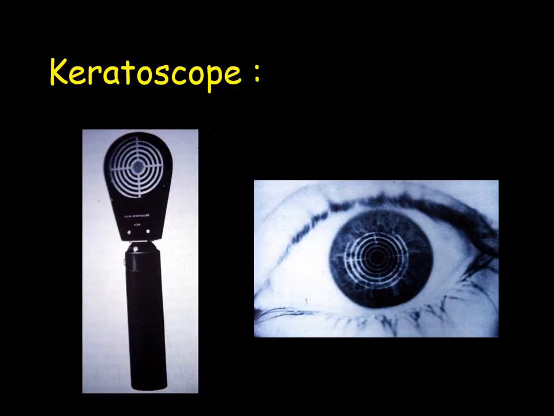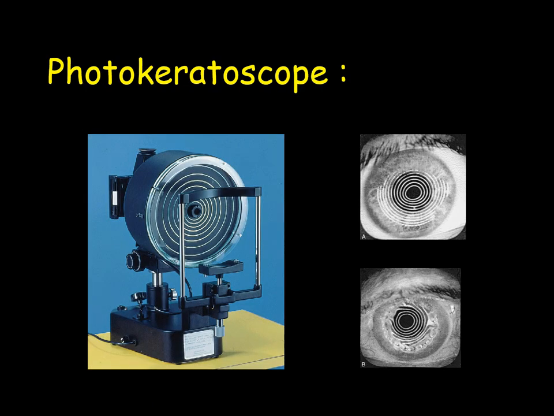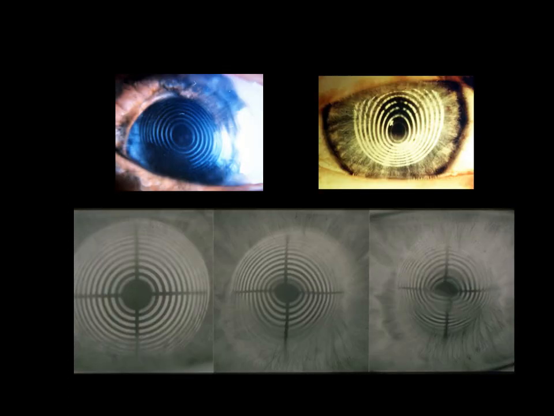Keratoscopy or placido disc. This is the instrument. We apply it close to the cornea and see these rings on the surface of the cornea. If the cornea is regular, then the rings will be regular. But if the surface is astigmatic, then the rings will be oval. The short meridian is more curved, more powerful. The long meridian, the elongated meridian, is the weaker meridian. So in this example, we have steep meridian here, flat meridian there.